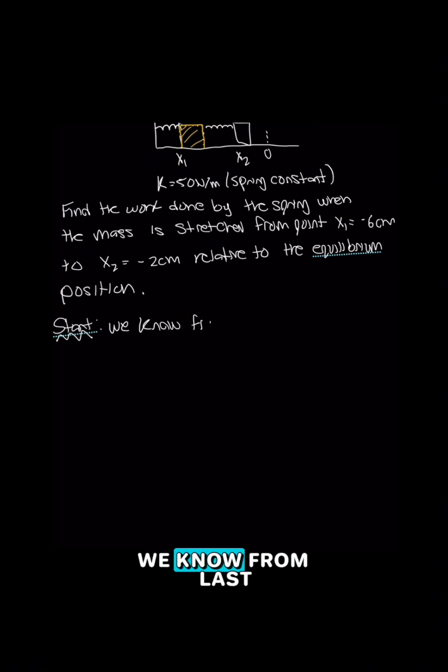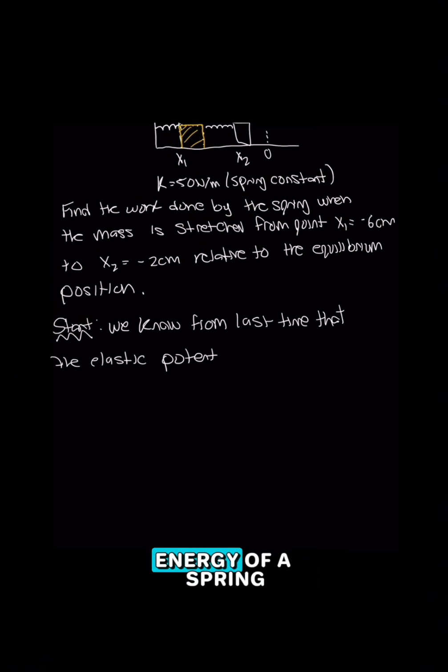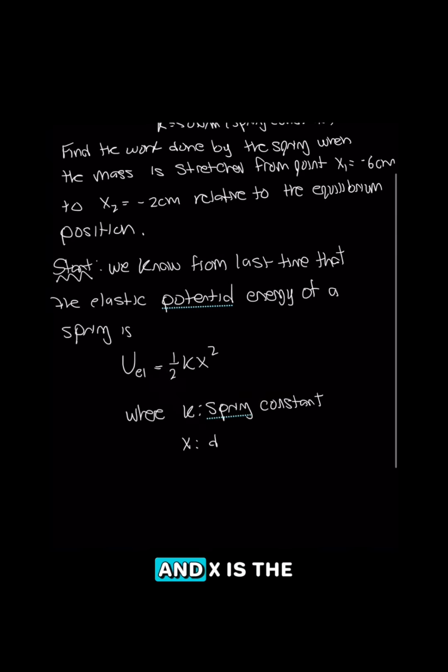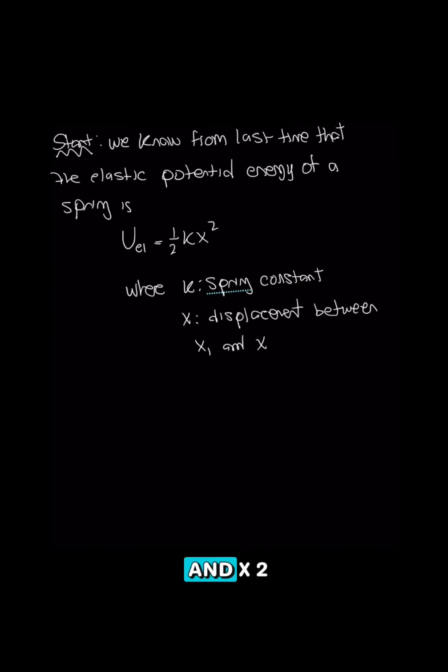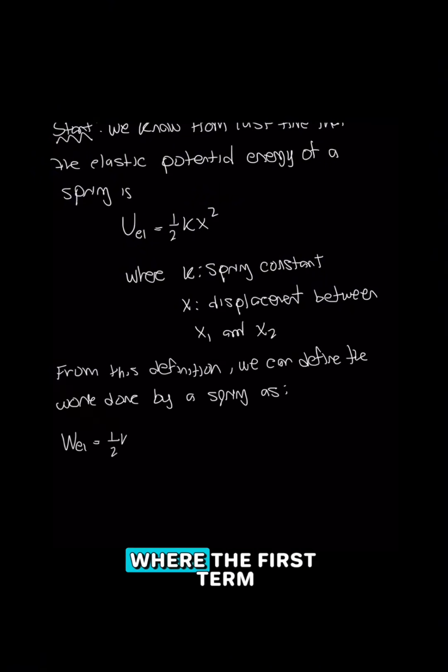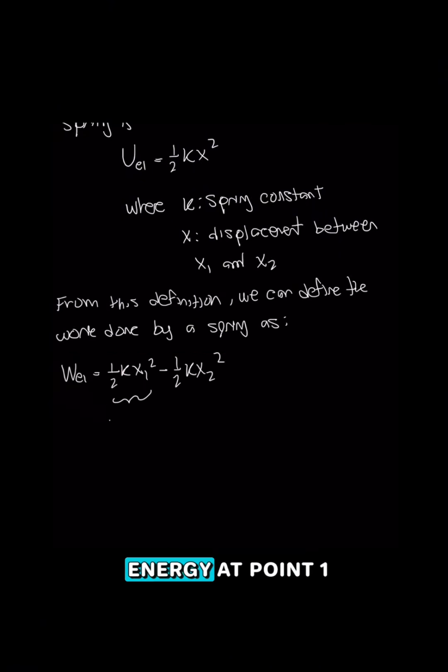To start, we know from last time that the elastic potential energy of a spring is given by this equation here, where k is the spring constant and x is the displacement between x1 and x2. From this definition, we can define the work done by a spring as this, where the first term is the elastic potential energy at point 1, and the second term is the same thing at point 2.